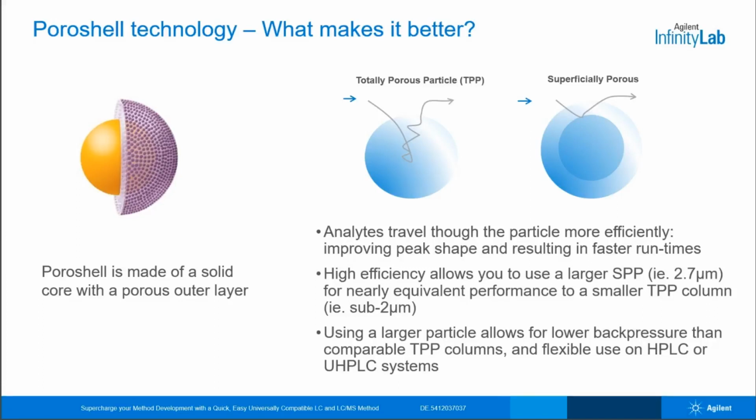Poroshell 120. Poroshell particles are made of a solid core with only a porous outer layer, so the analytes only move through the shell of the particle, creating a much shorter path for diffusion and therefore a narrower, more efficient peak compared to their similarly sized totally porous particle counterparts. Because of this difference in particle morphology, a 2.7 micron Poroshell particle is able to get about the same efficiency as a traditional sub-2 micron particle. Of course, the larger Poroshell particle size means that you get the same performance but at half the pressure, which allows much more flexibility with LC instrumentation.